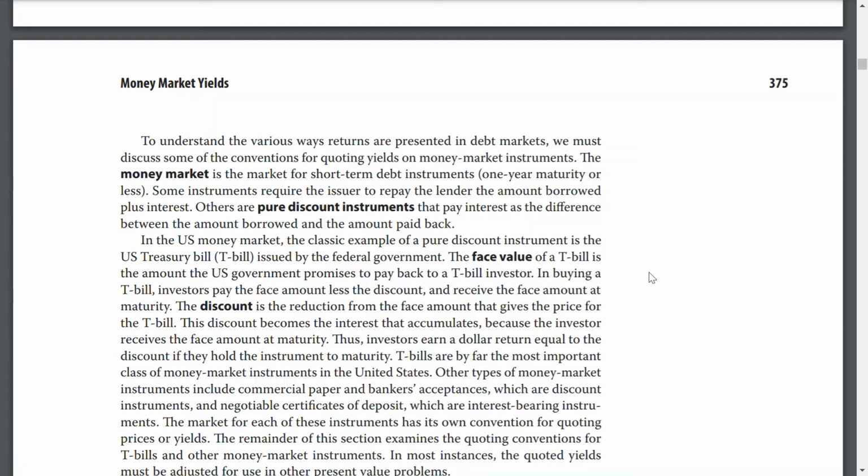The money market is the market for short-term debt instruments, with a maturity of 1 year or less. Some instruments require the issuer to repay the lender the amount borrowed plus interest. Others are pure discount instruments that pay interest as the difference between the amount borrowed and the amount paid back. In the U.S. money market, the classic example of a pure discount instrument is the U.S. Treasury bill, the T-bill.